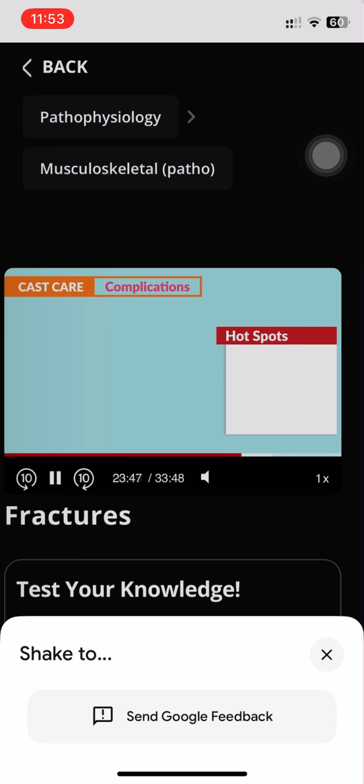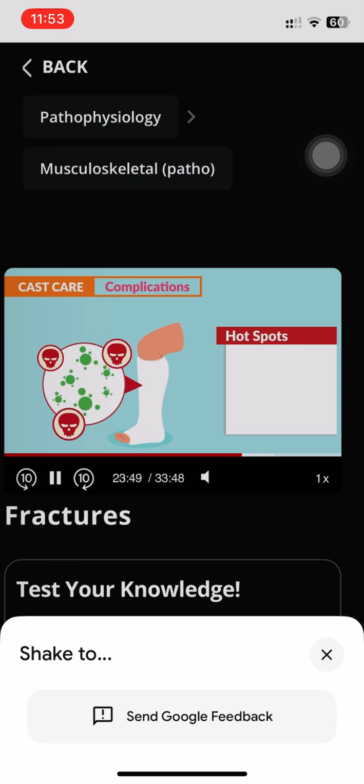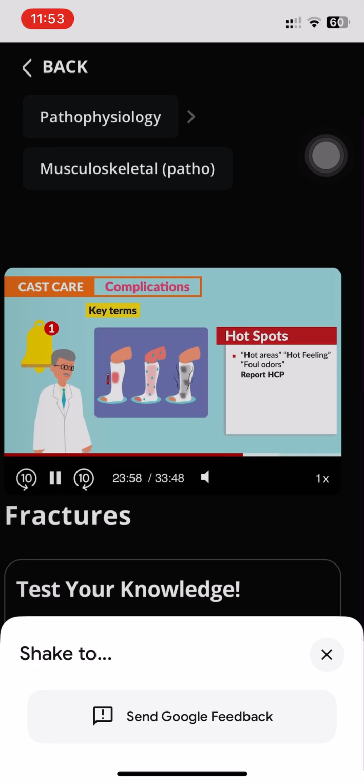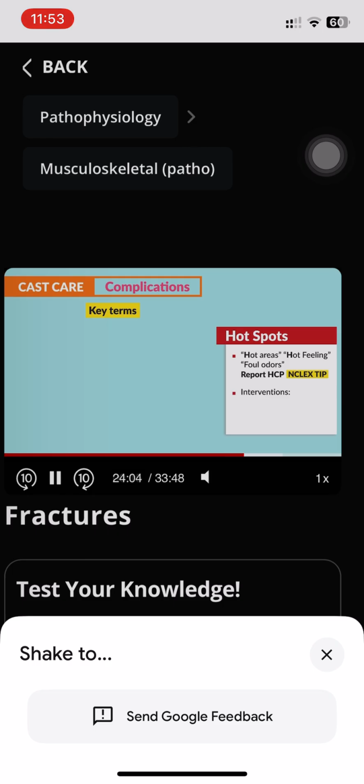Okay, now for hot spots, remember this is infection under the cast. The key terms are hot areas or a hot feeling and even foul odors. We must report this to the HCP. So write that down. Huge NCLEX tip. Now the interventions for hot spots include assessing circulation in the extremity and changing the position.